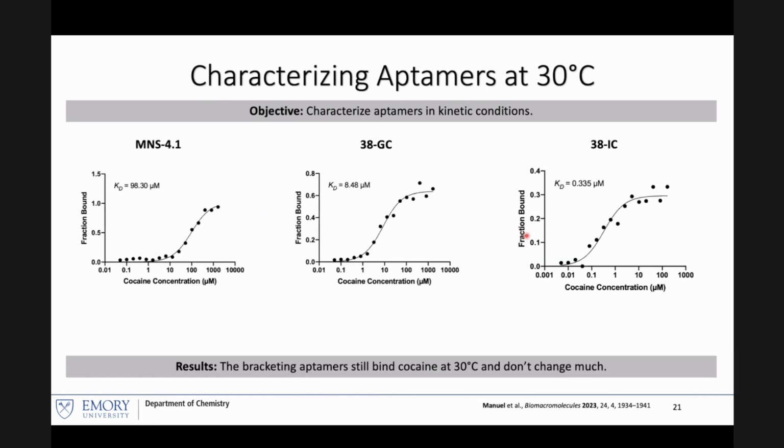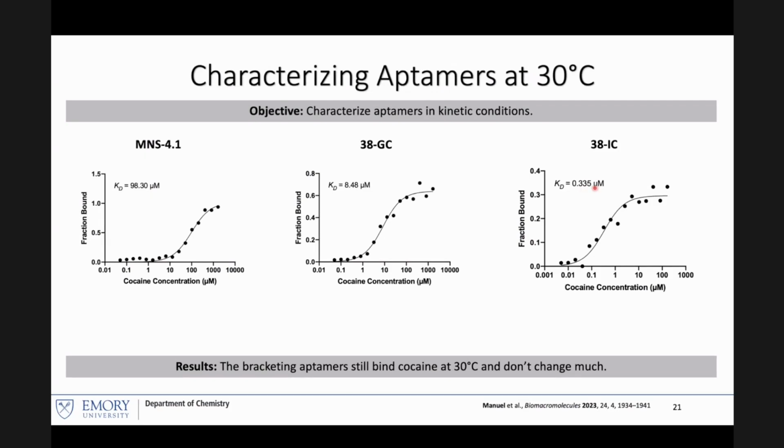And so I went back and I characterized these three aptamers again. And luckily, they all changed barely. So we went from 80 to 98 micromolar, which was actually better because it was great to compare 98 to 10 versus 80 to 10. Our comparable aptamer went from 15 to 8 micromolar, which was even closer to 10, which was great. And then this one barely changed. We went from 230 nanomolar to 330 nanomolar.